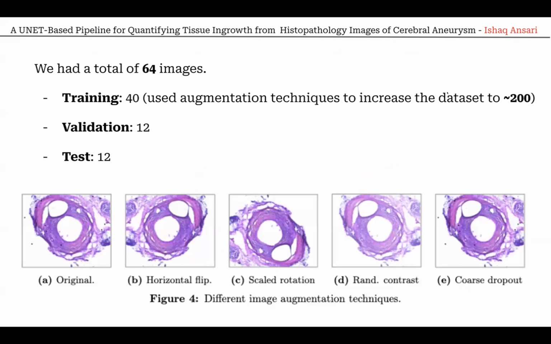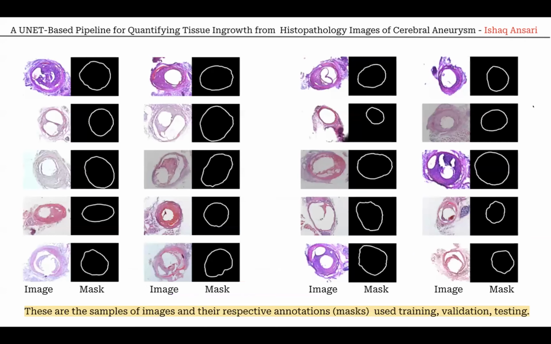So we had a total of 64 images. 40 of them I used for training, 12 for validation, and 12 for testing. And since 40 is a very small number for training, I used some augmentation techniques, shown here in the images, to increase my data set. I used these 5 techniques, which led us to a total of 200 images for the training.